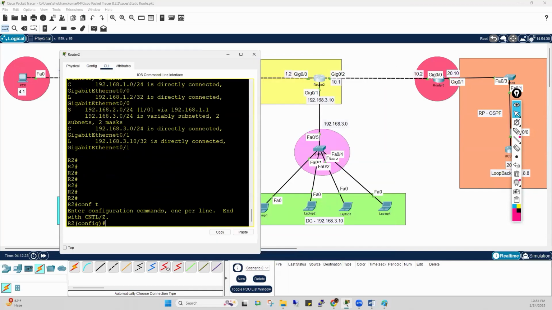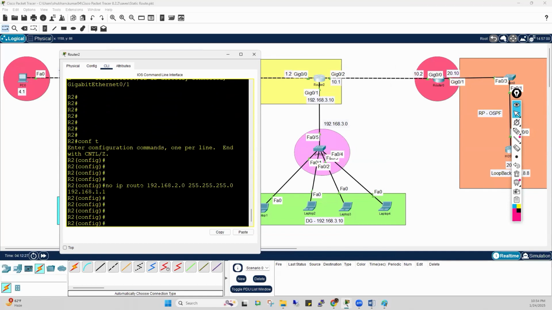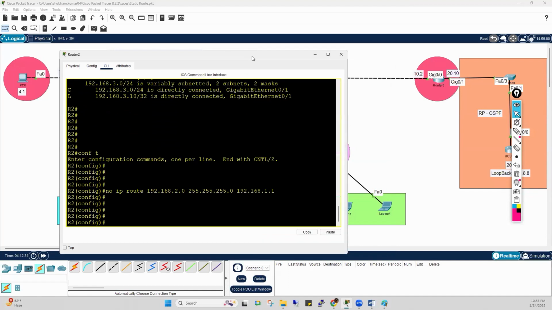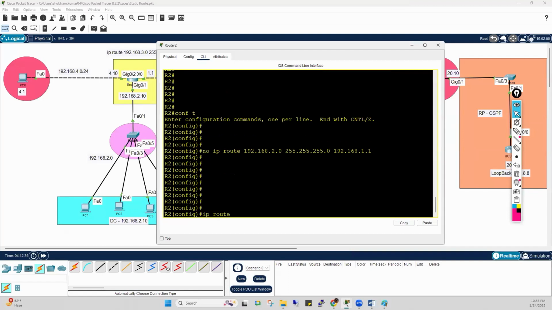Clear? Go to the global configuration mode. First of all, you need to remove this one from here. After that, you want to make communication between PC1 and laptop 1, right? So I am writing ip route 192.168.2.1. What is PC number one's IP address? That is 2.1, right? 255.255.255.255. Clear? And then the next hop will be 192.168.1.1, right?